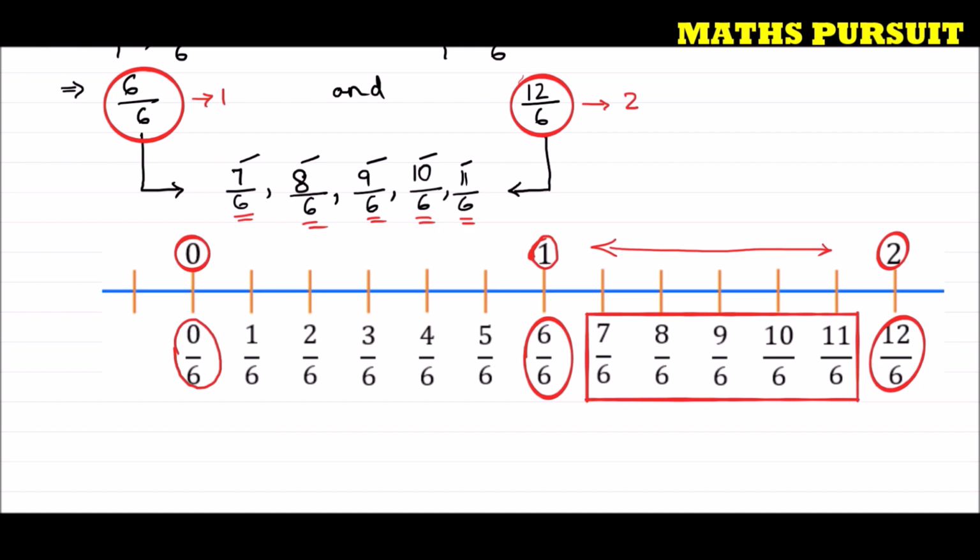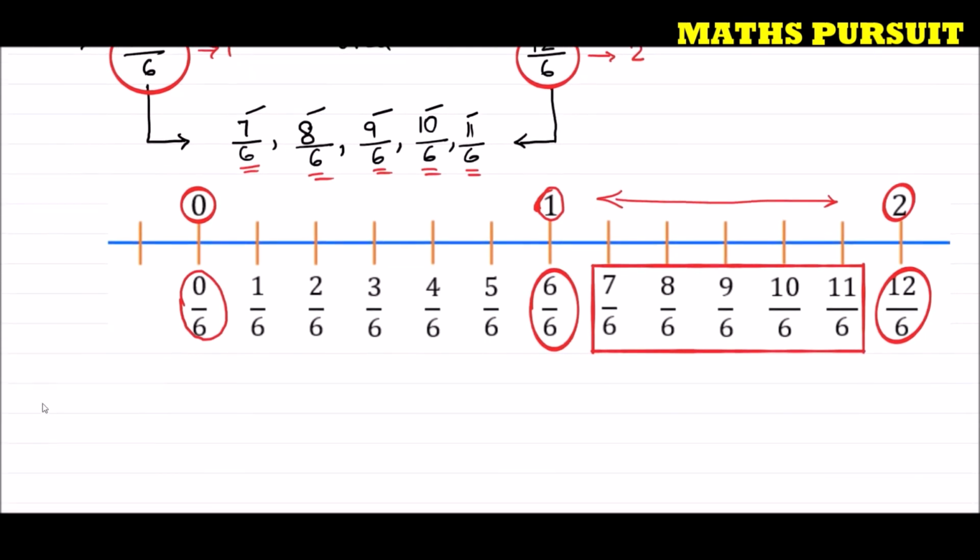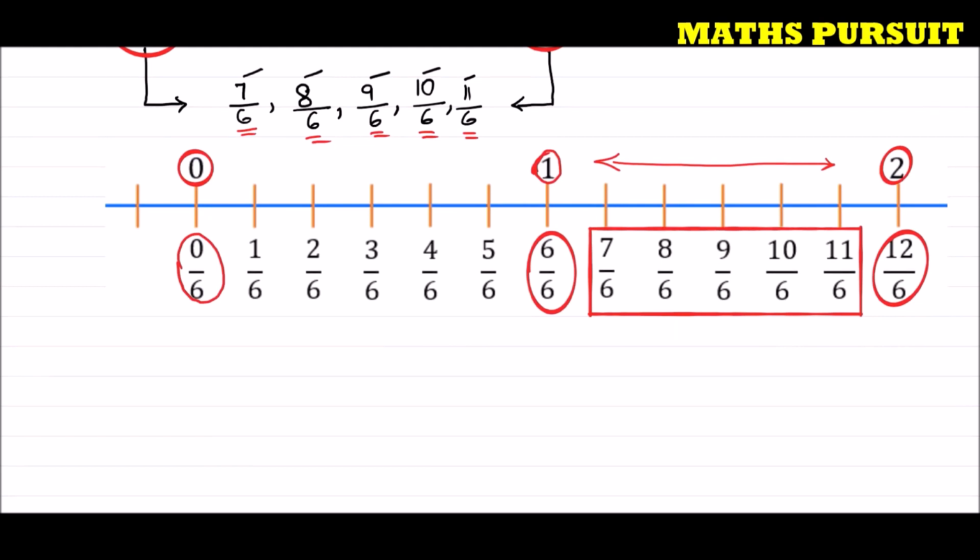But at times, instead of writing this answer directly, we can also further simplify it. 7 upon 6 stays 7 upon 6. For 8 upon 6, 2 4s are 8, 2 3s are 6, so 4 upon 3. For 9 upon 6, 3 3s are 9, 3 2s are 6, so 3 upon 2. For 10 upon 6, 2 5s are 10, 2 3s are 6, so 5 upon 3. And finally 11 upon 6. So actually these are the rational numbers that we got: 7 upon 6, 4 upon 3, 3 upon 2, 5 upon 3 and 11 upon 6.